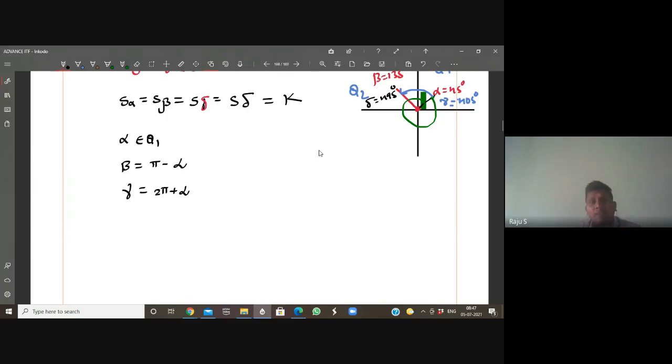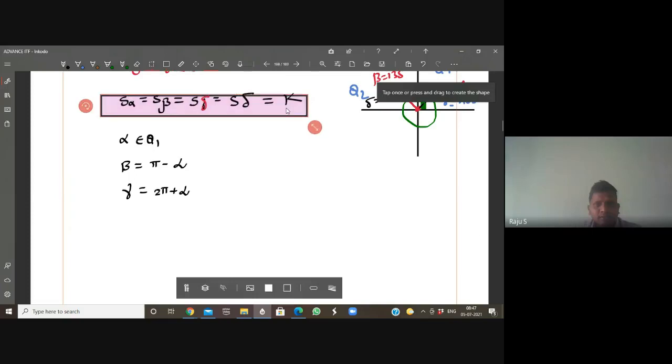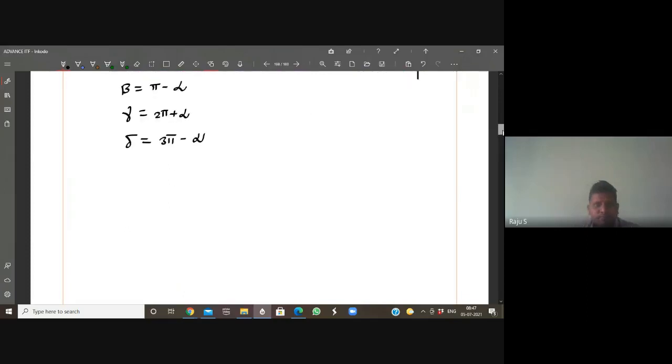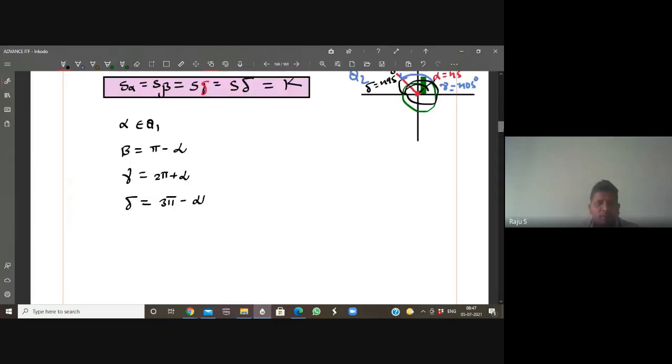But what is sine of pi by 2 plus theta? Cos. We don't want cos, because here they have given all the angles in terms of sine: sine alpha is equal to sine beta is equal to sine gamma is equal to sine delta. We want to get sine. So shall I write delta as 3 pi minus alpha? Yes, we can write: pi, 2 pi, 3 pi minus alpha. Is that clear? I have represented all the angles in terms of alpha.